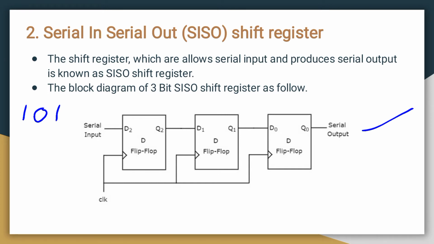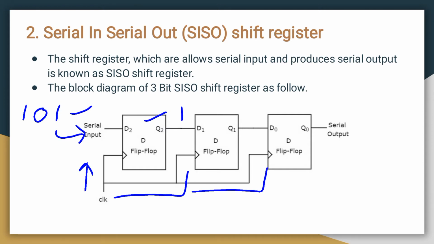Clear? First we have to take the first input by applying the first clock. Now the input for the D flip-flop is 1. Then the output is 1. Right? At the same time, the clock is applied here and the clock is applied here. So there is no change in the other D flip-flops. So I explain once again.